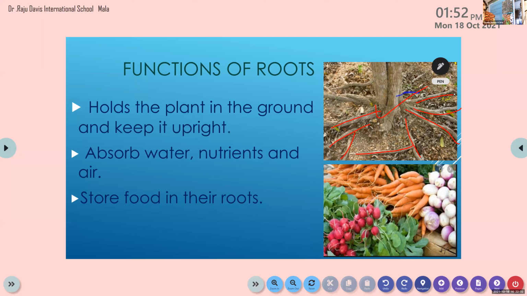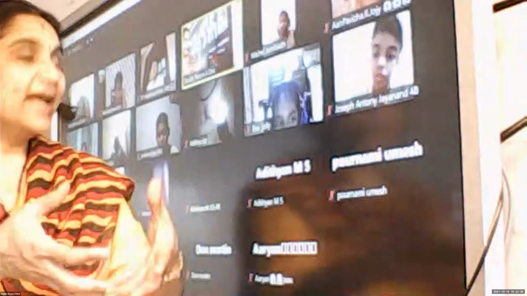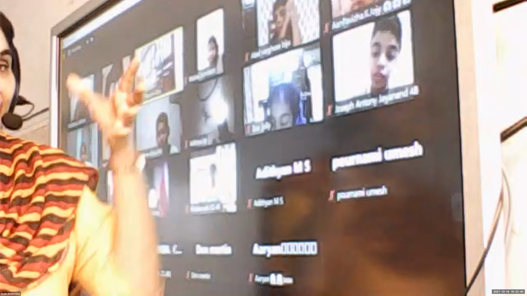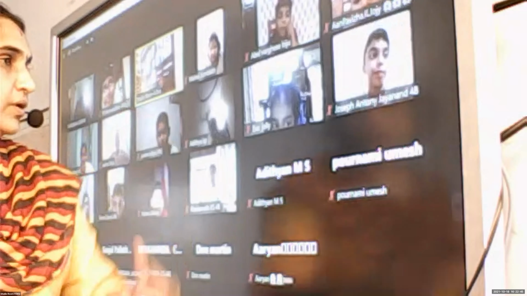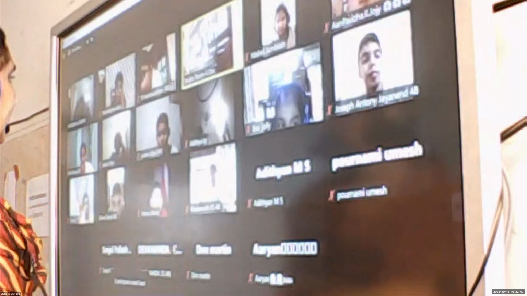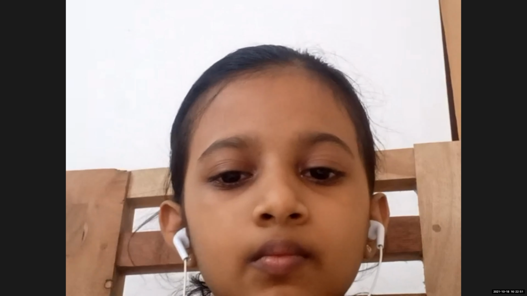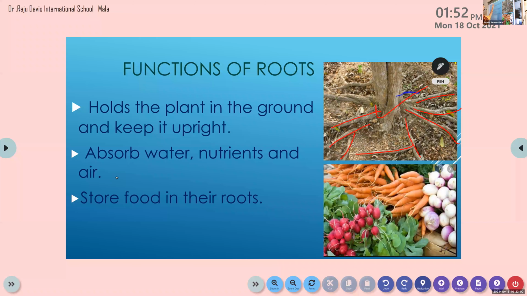This is very important. Like we catch something using our hand, in the same way, these roots are holding the plant on the ground. Clear? Is it clear, children? Yes, ma'am. So next, another function of the root is to absorb water, nutrients and air. Why do these plants need water, nutrients and air?